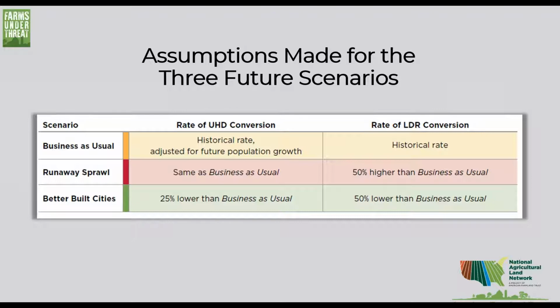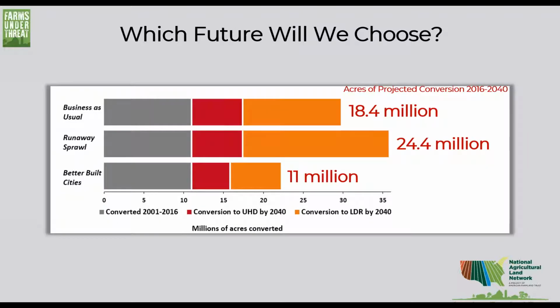So let's now look at each scenario's potential impact. The gray bars on the left show what was converted from 2001 to 2016. That was 11 million acres of agricultural land in just the first 15 years of this century. That includes over 265,000 acres of land conversion in Indiana.